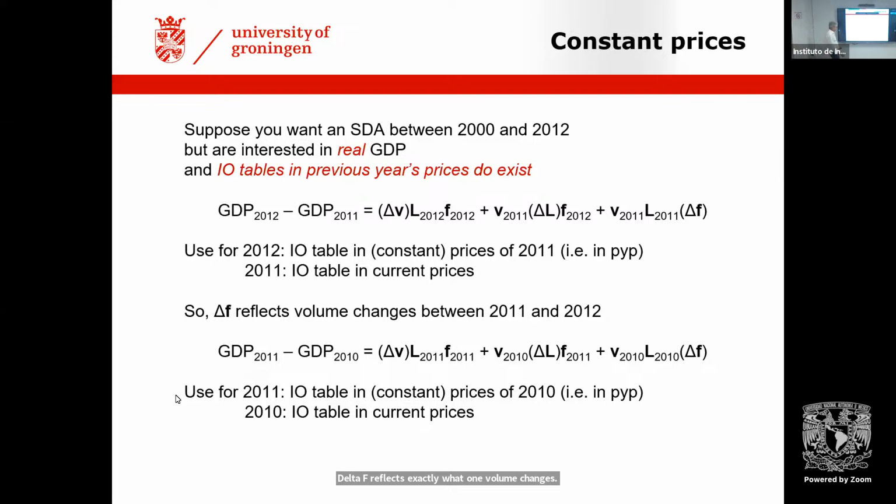Well, the next step is between 2011 and 2010. The same formula applies, but for 2011 you now use the input-output table in prices of 2010, and for 2010 you use the table in prices of 2010. That is then the table in current prices. Now, in this case, because everything is measured in prices of 2010, delta F reflects again the volume changes between 2010 and 2011.